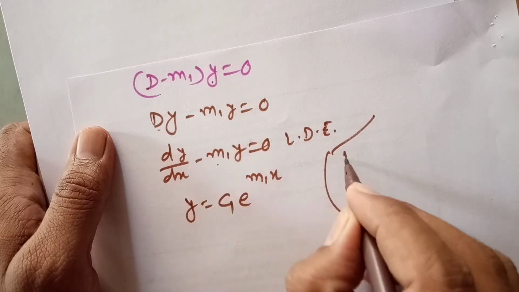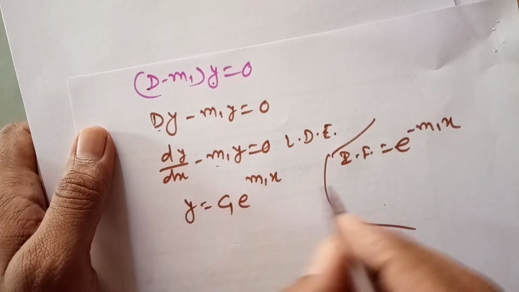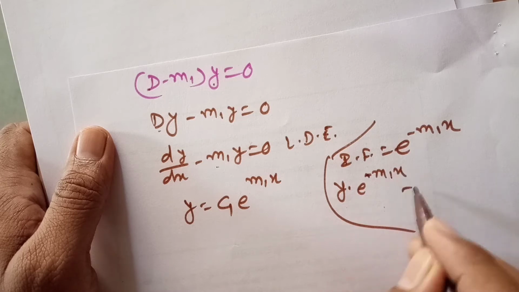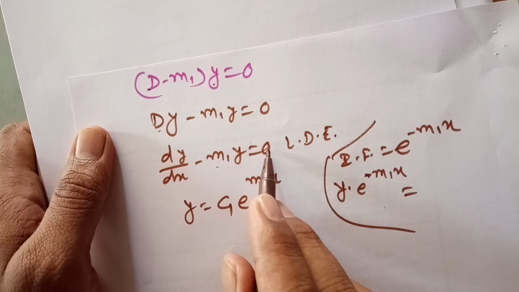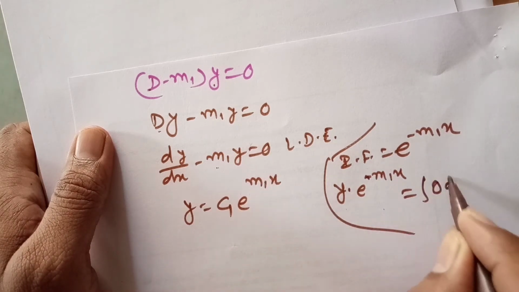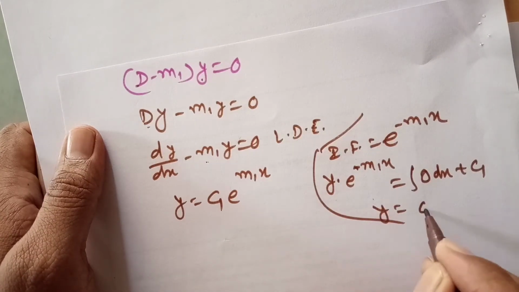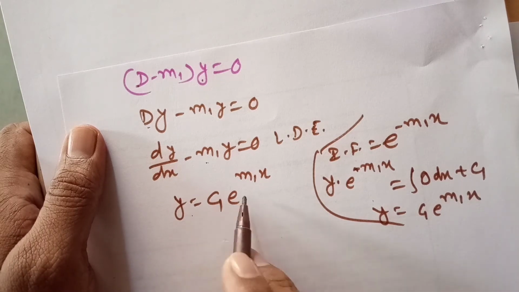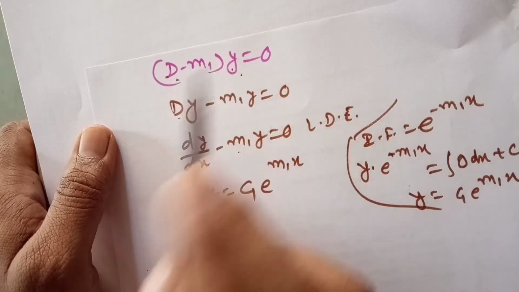For this equation, the integrating factor is e raised to power minus m1x. Then the solution is y into the integrating factor, which is equal to the integration of Q into 0, since the right hand side is 0. So we are getting 0 plus this constant, I am taking c1, and from that we are getting y is equal to c1 into e raised to m1x. Therefore I am taking this step directly: y equal to c1 into e raised to m1x. This is the solution for this term.